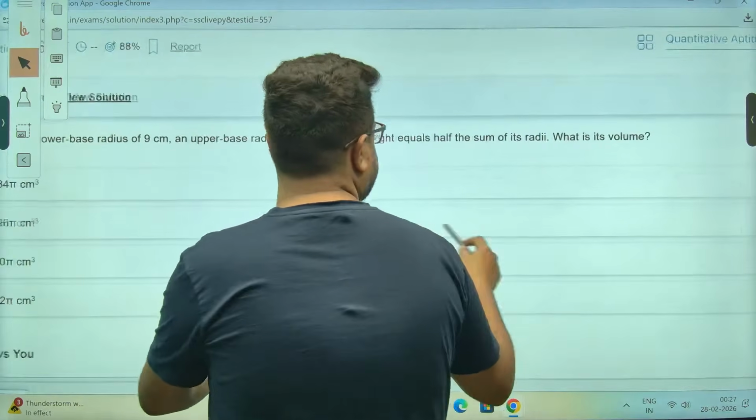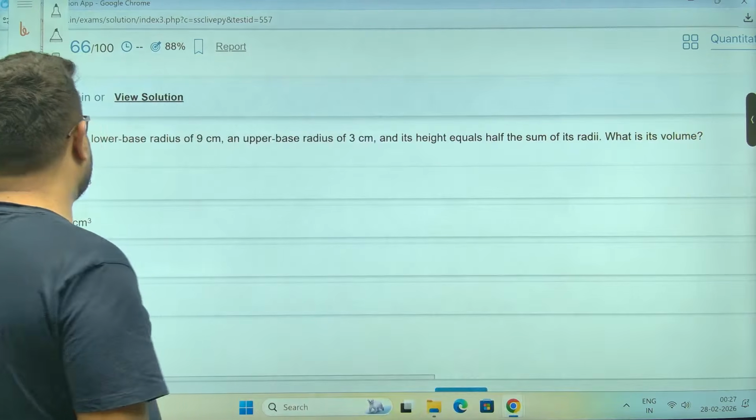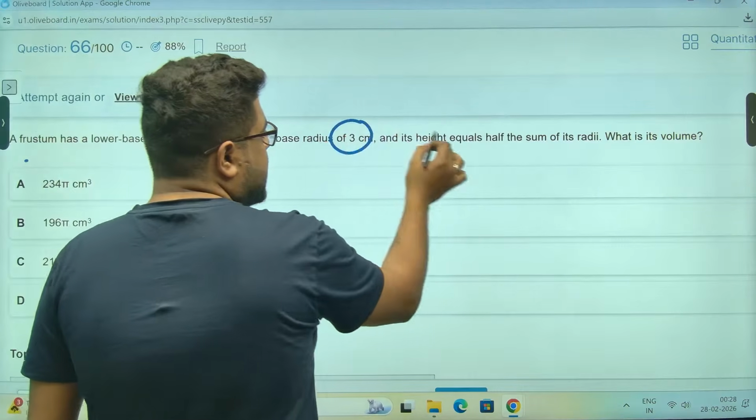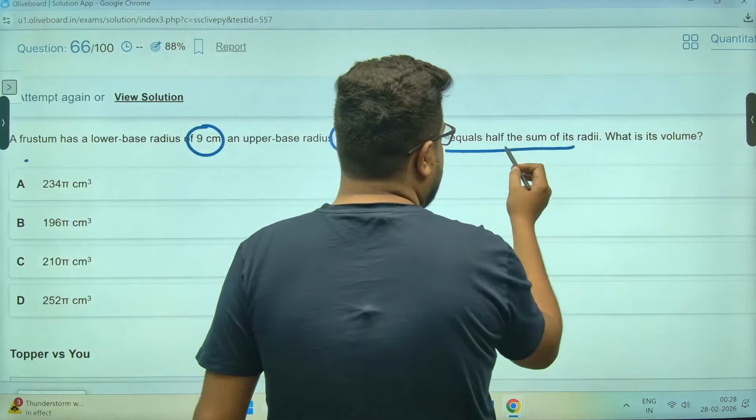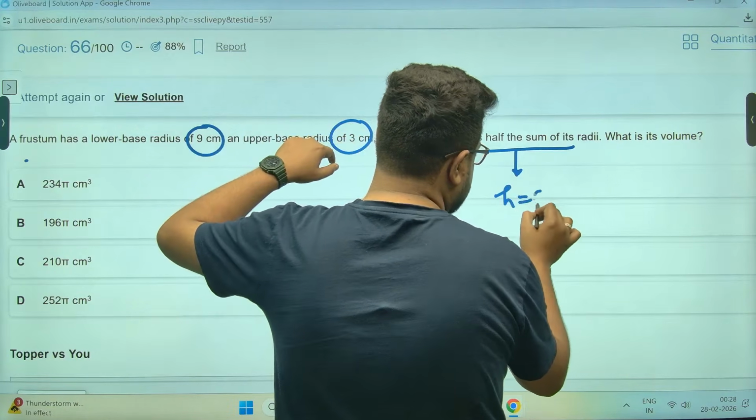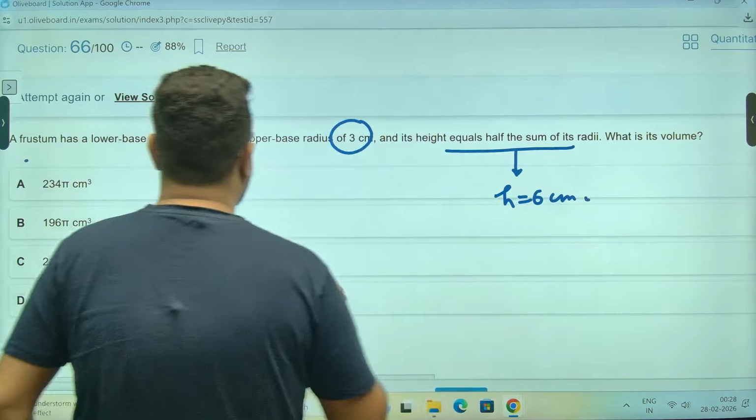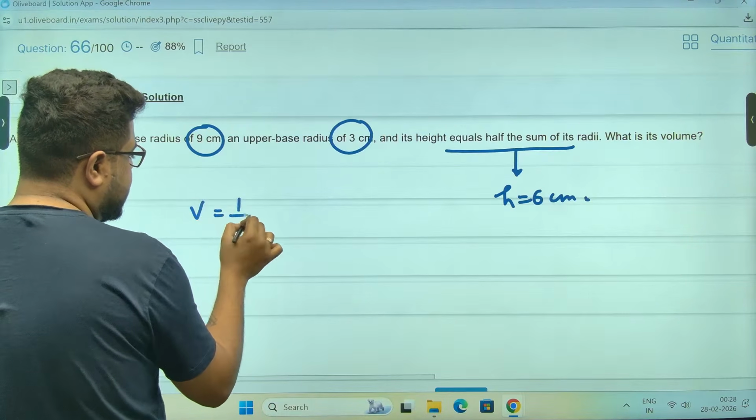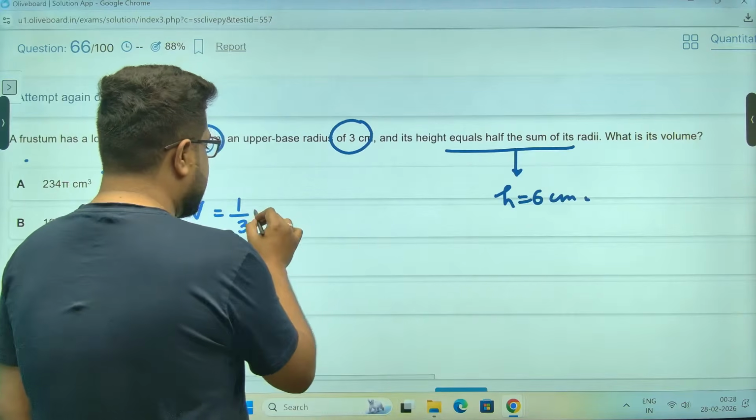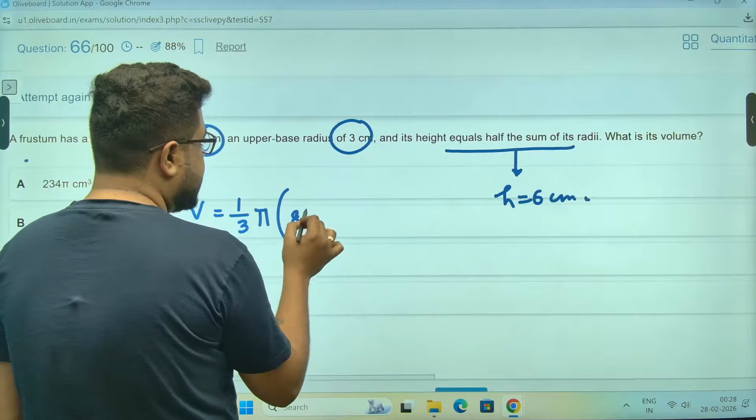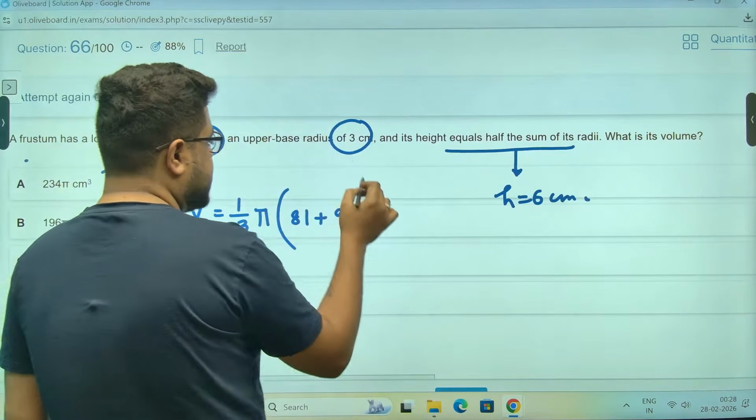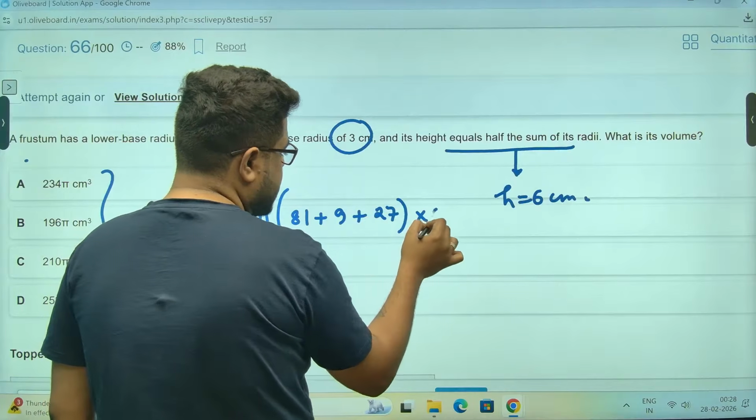Next one, please. So many questions from mensuration today. Frustum. Sir, R1, R2, I know. Height is half of the sum of the radii. Achha. Sir, 9 plus 3, sir, height is 6. Sir, volume, just put the formula. Volume is 1/3 pi. Achha, pi is also there in the options, so I don't even need to calculate pi. 1/3 pi times R1 square plus R2 square plus R1 into R2, meaning 27 into H.